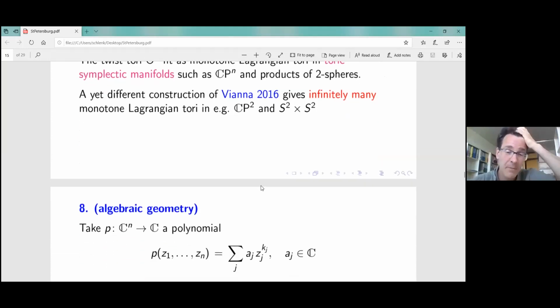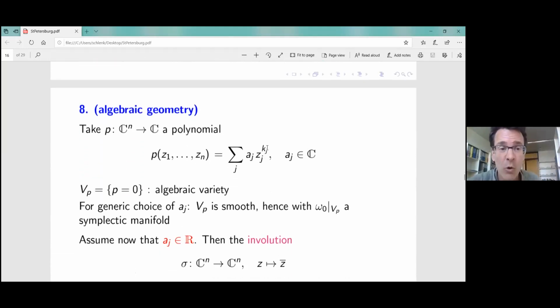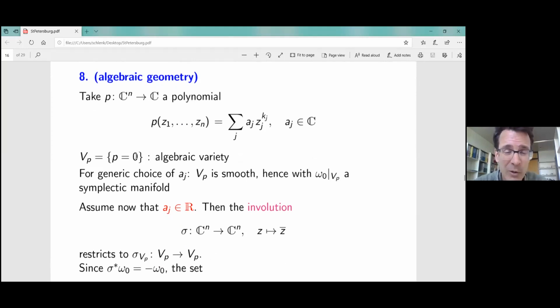So the last example, of course, I should really not forget is the origin from algebraic geometry that you probably all know much better. You take a polynomial on Cn with complex coefficients, and then you take the zero set. You get an algebraic variety, and I want it to be smooth, and then this Vp will be my symplectic manifold M. And this is a Kähler thing, because the usual symplectic form omega 0 on Cn restricts, because it's a complex polynomial, to a Kähler manifold.